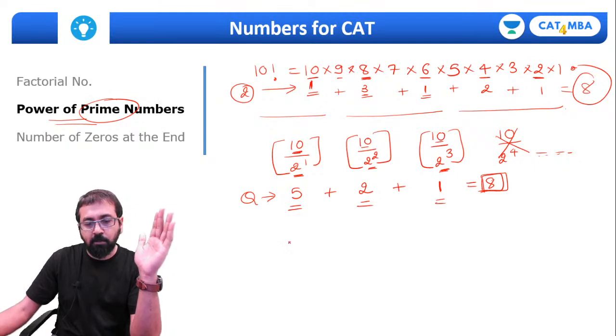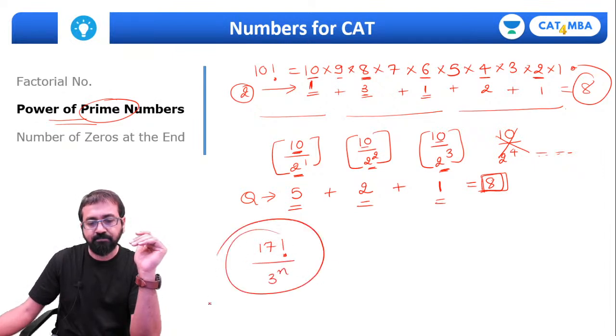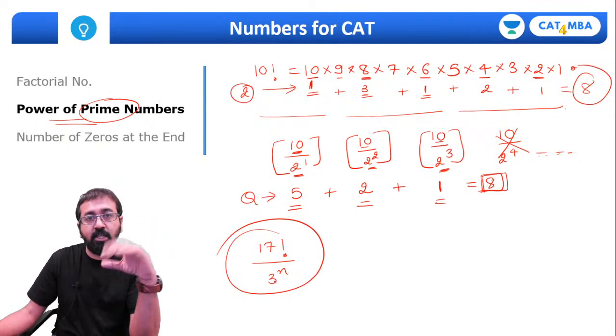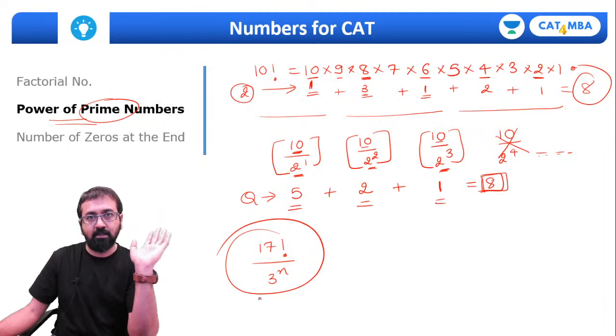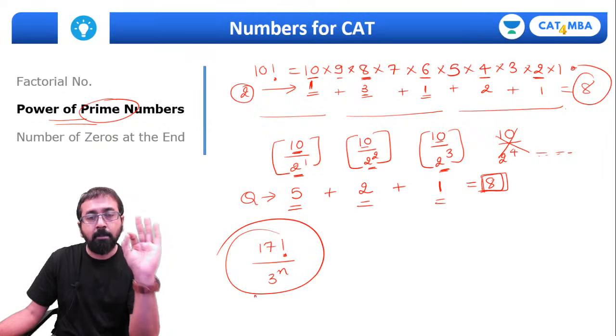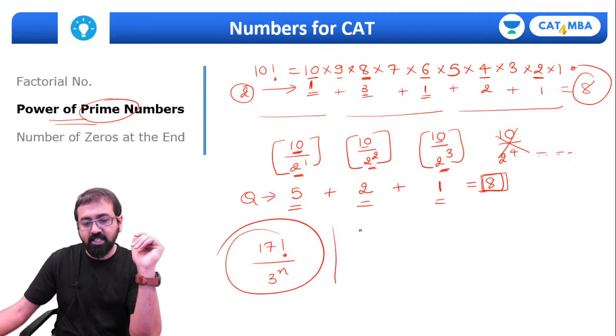Suppose I want to find out the power of 3 in 17 factorial. Let's take some awkward number. What is the power of 3 in 17 factorial? Or the other way of asking this question: what is the highest power of 3 that will divide 17 factorial completely? Both of these are one and the same. So let's quickly understand how to do it once again.